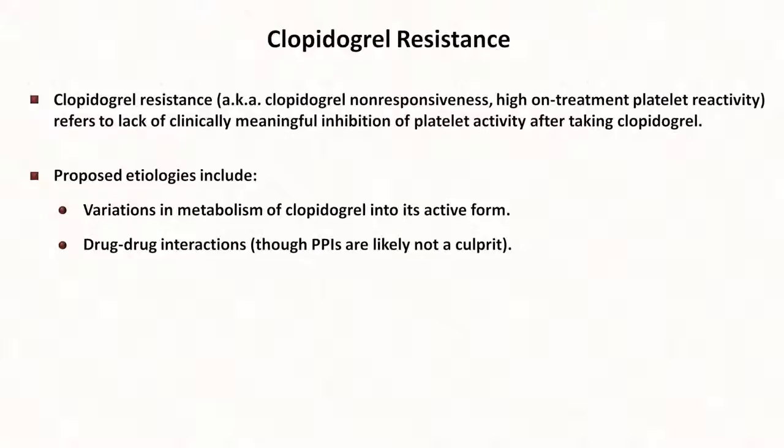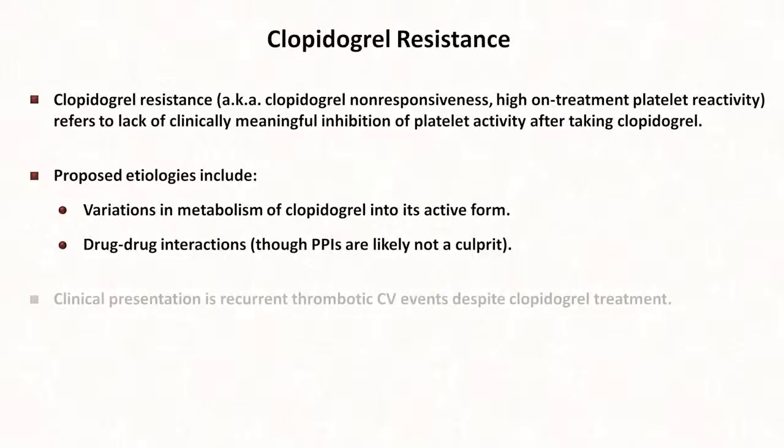However, it remains controversial, and some physicians may still show preference away from concurrently prescribing clopidogrel and PPIs. The generally accepted clinical presentation of clopidogrel resistance is simple: recurrent thrombotic cardiovascular events despite treatment. To me, this seems to be overly inclusive, since a recurrent event is not necessarily indicative of there being no meaningful platelet inhibition. After all, patients on aspirin still get recurrent events all the time. Nevertheless, that's the definition some of the literature uses.